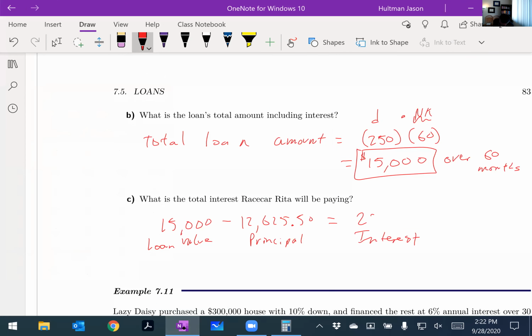Okay, 2,374.50. Nice. So if you ever have to buy a car, this is how you know what you're supposed to be paying, and you're not getting taken advantage of. Okay, so good mathematics here.